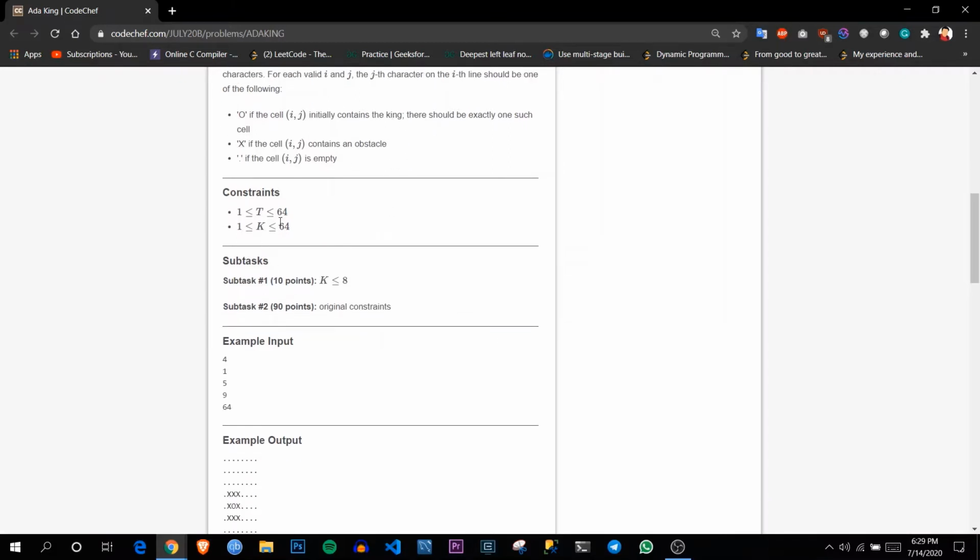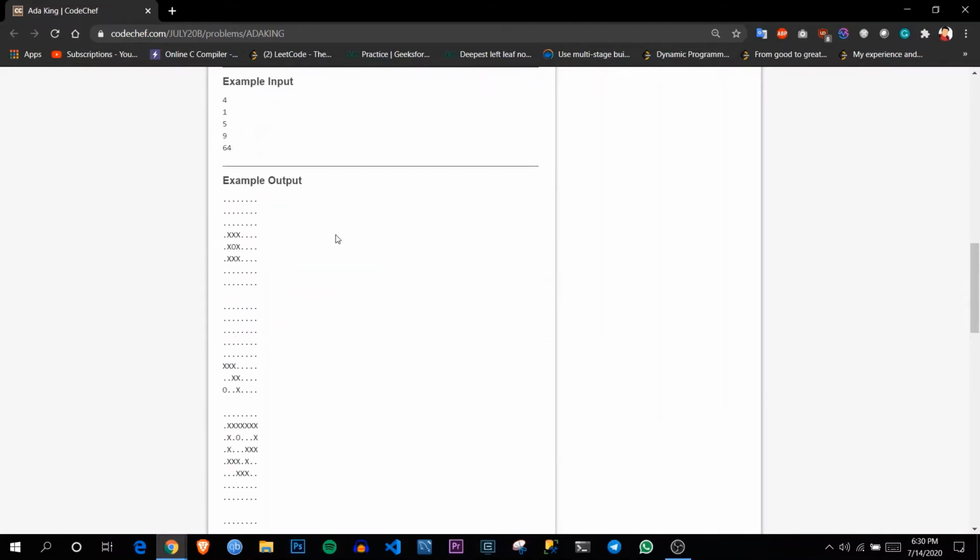Okay, so the constraints are given: t, the number of test cases, can go up to 64, and the k value is up to 64, because obviously it's an 8 cross 8 board. So the maximum number of distinct places the king can move to is obviously 64. So that is given over here. And let's go through some examples.